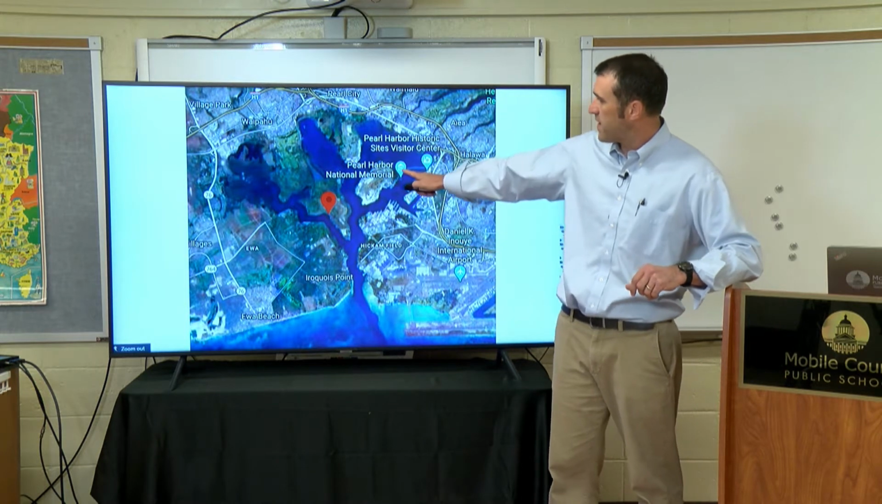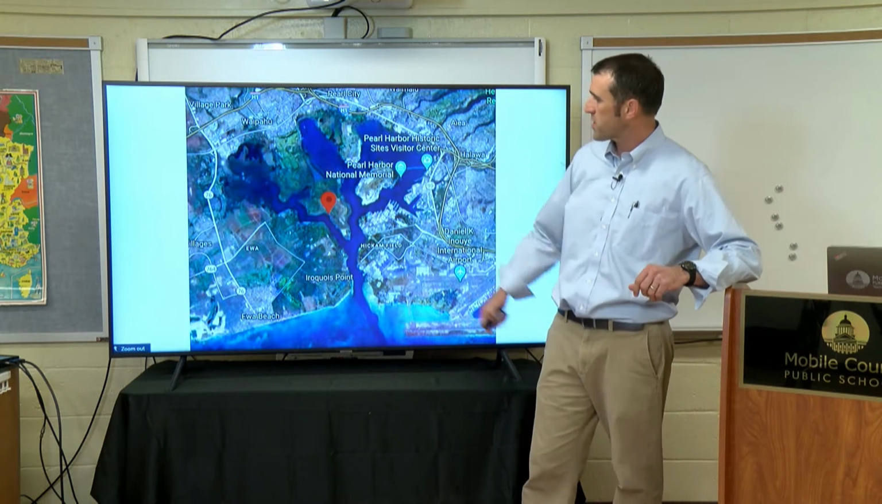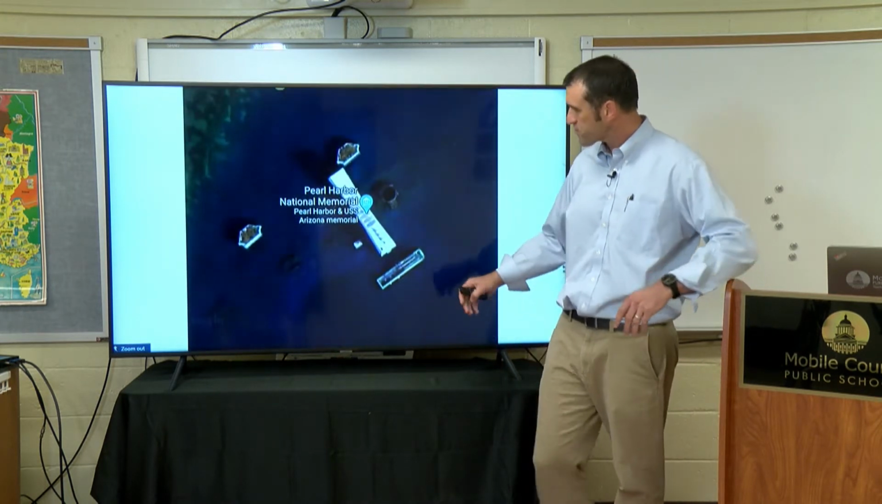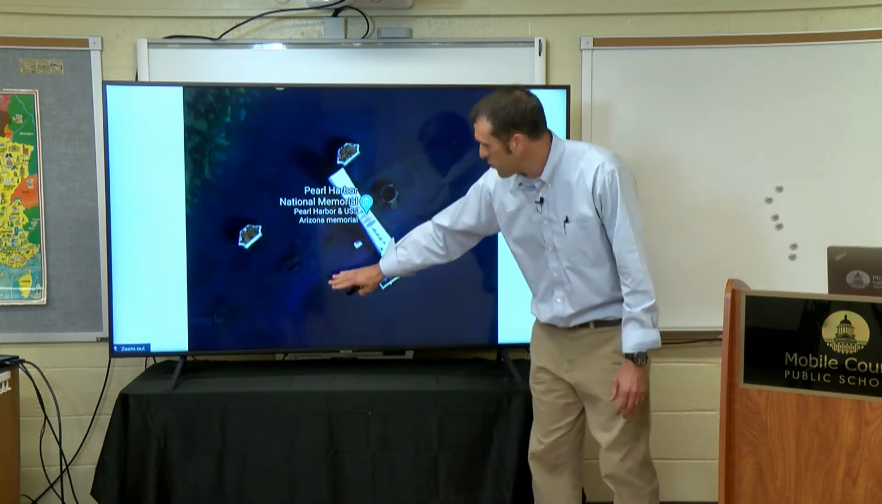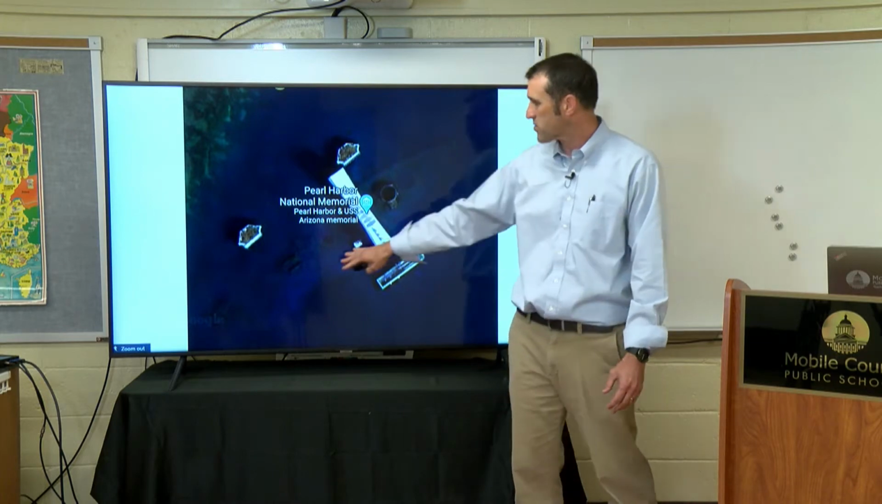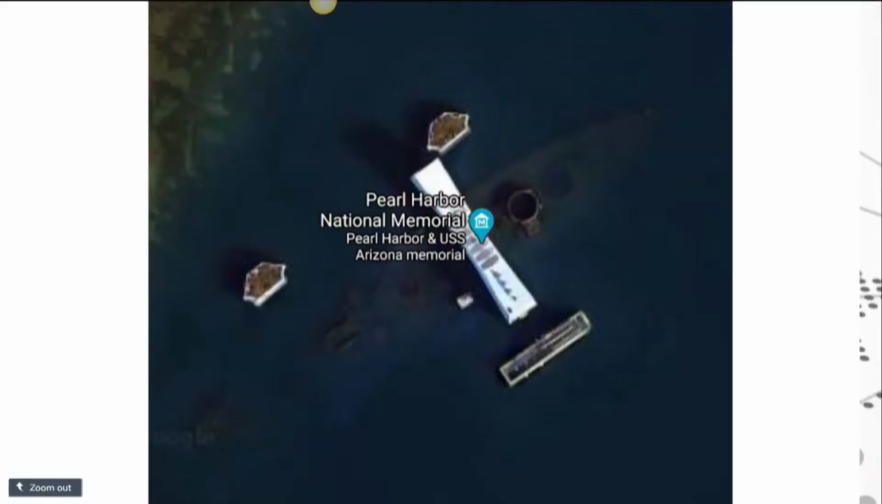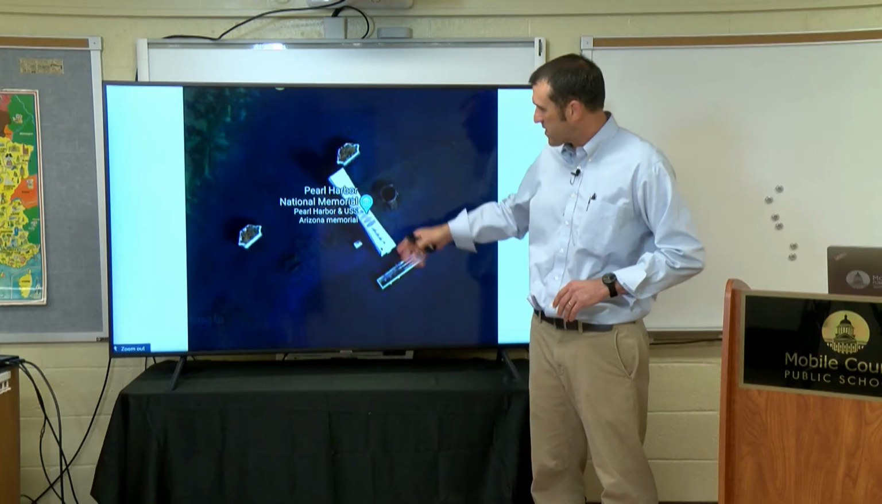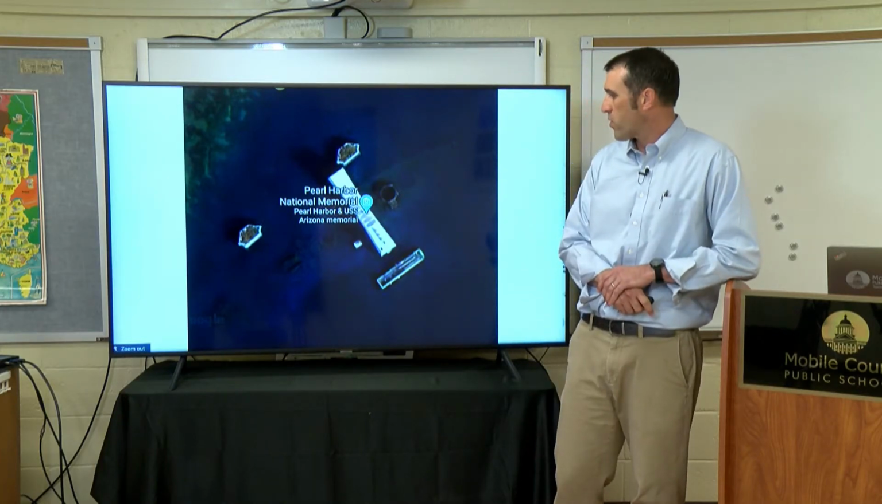If I zoom in today, you may notice that this is Pearl Harbor National Memorial. If I zoom into that, you can make out the shape and remnants of a battleship right here. And this is the USS Arizona, and it lies entombed there in Pearl Harbor, Hawaii to the day. This white thing that you see here is actually a memorial bridge.